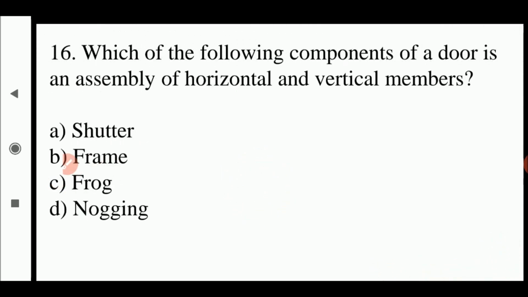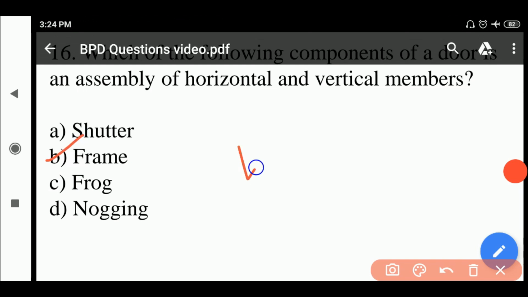Next objective. Which of the following components of a door is an assembly of horizontal and vertical members? Option 1, shutter. Second, frame. Third, frog. And fourth one, noggin. As we know, a door consists of mainly two parts, that is door frame and door shutter. A frame is an assembly of horizontal and vertical members. So the correct answer is frame. So option B is correct.